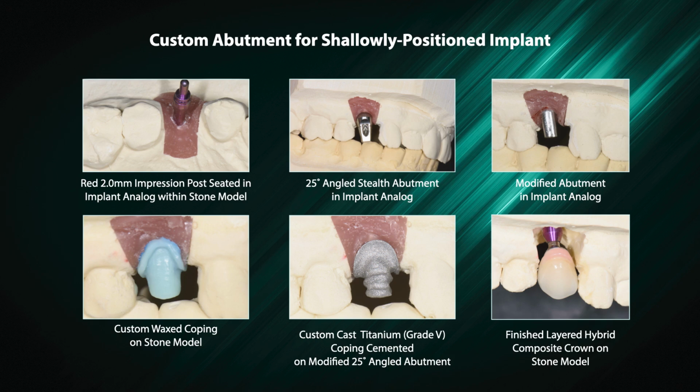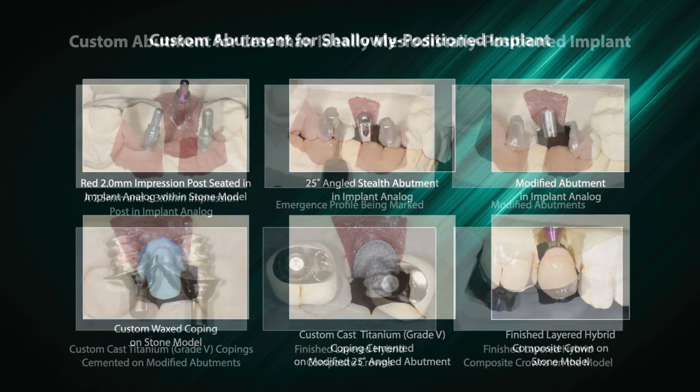The bottom left image shows a custom waxed coping on a stone model. The bottom middle image is a custom cast titanium grade 5 coping cemented on a modified 25-degree angled abutment. The final image is a finished layered hybrid composite crown on a stone model.